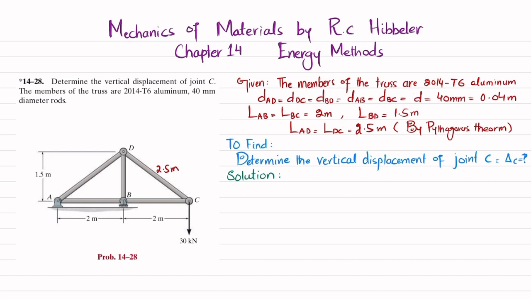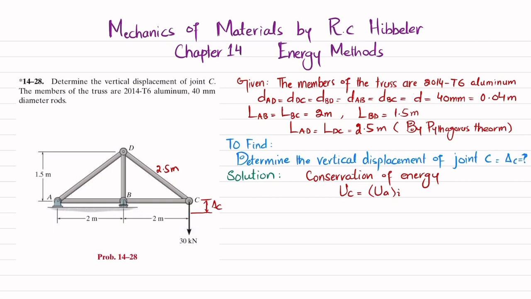So you have to find the displacement of C. Let C move this distance. So this is delta C. Now we know that using conservation of energy, this formula: external work U_e is equal to internal strain energy U_i.